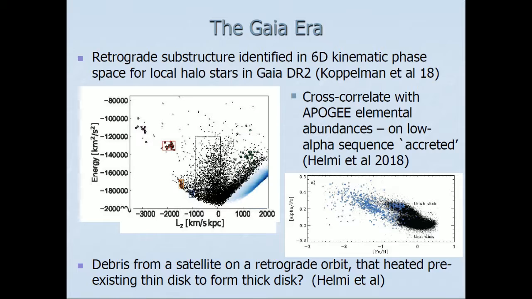They then cross-correlated with APOGEE and said, look, these stars have got low alpha abundances. This is consistent with forming in systems of low star formation rate, that lower sequence on that plot of alpha to iron versus iron. And so this is more evidence that these stars have been accreted.